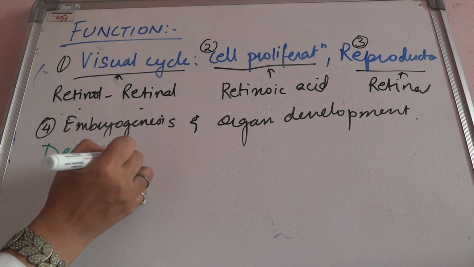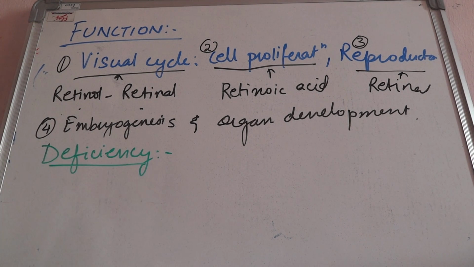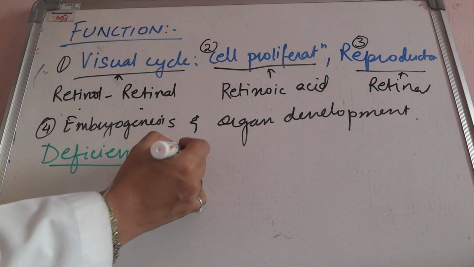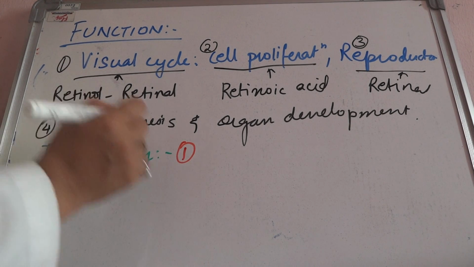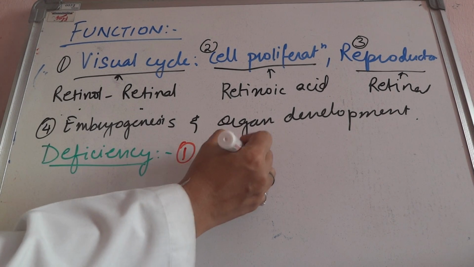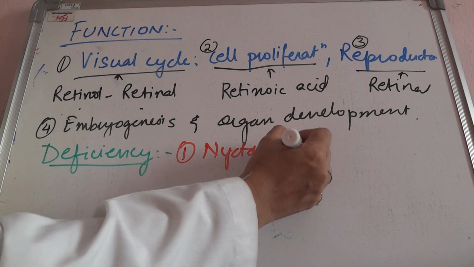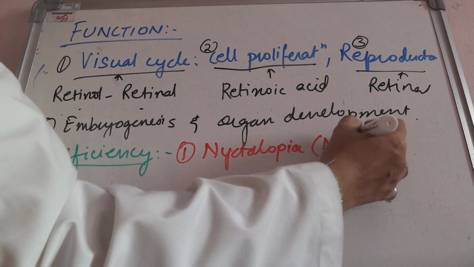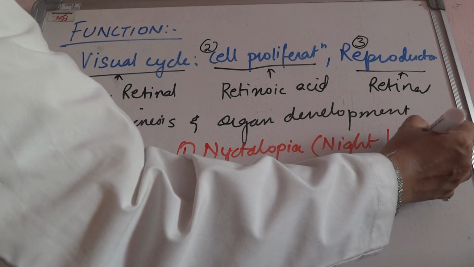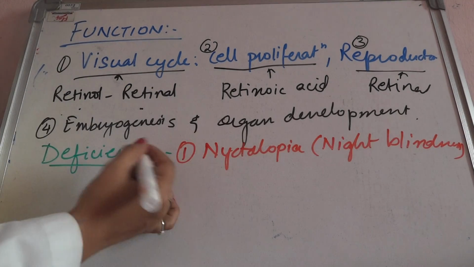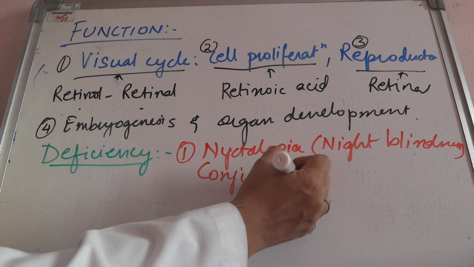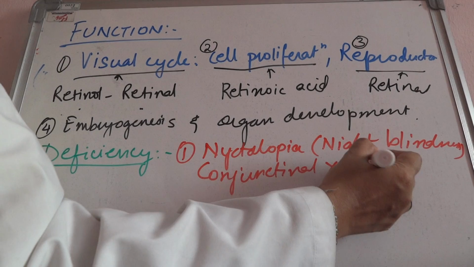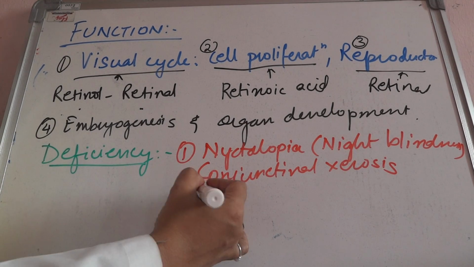If there is deficiency of vitamin A, what will happen? Because it is an important part of the visual cycle, the manifestations will first be visual. So first is nyctalopia, or night blindness. Second is conjunctival xerosis. Third is Bitot spots.